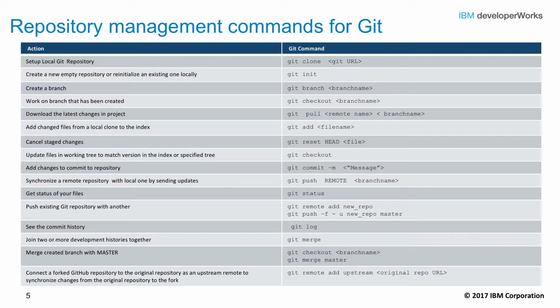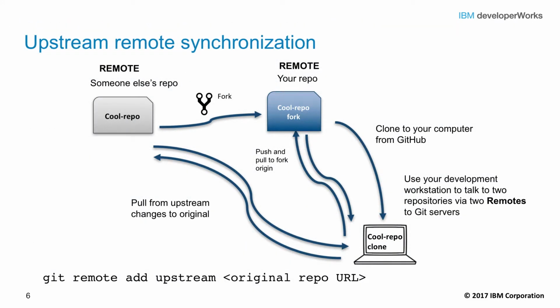Git reset allows you to cancel any staged changes to files. And git merge provides tools to join development histories together. This is a flow which applies when you are not a committer to a project.